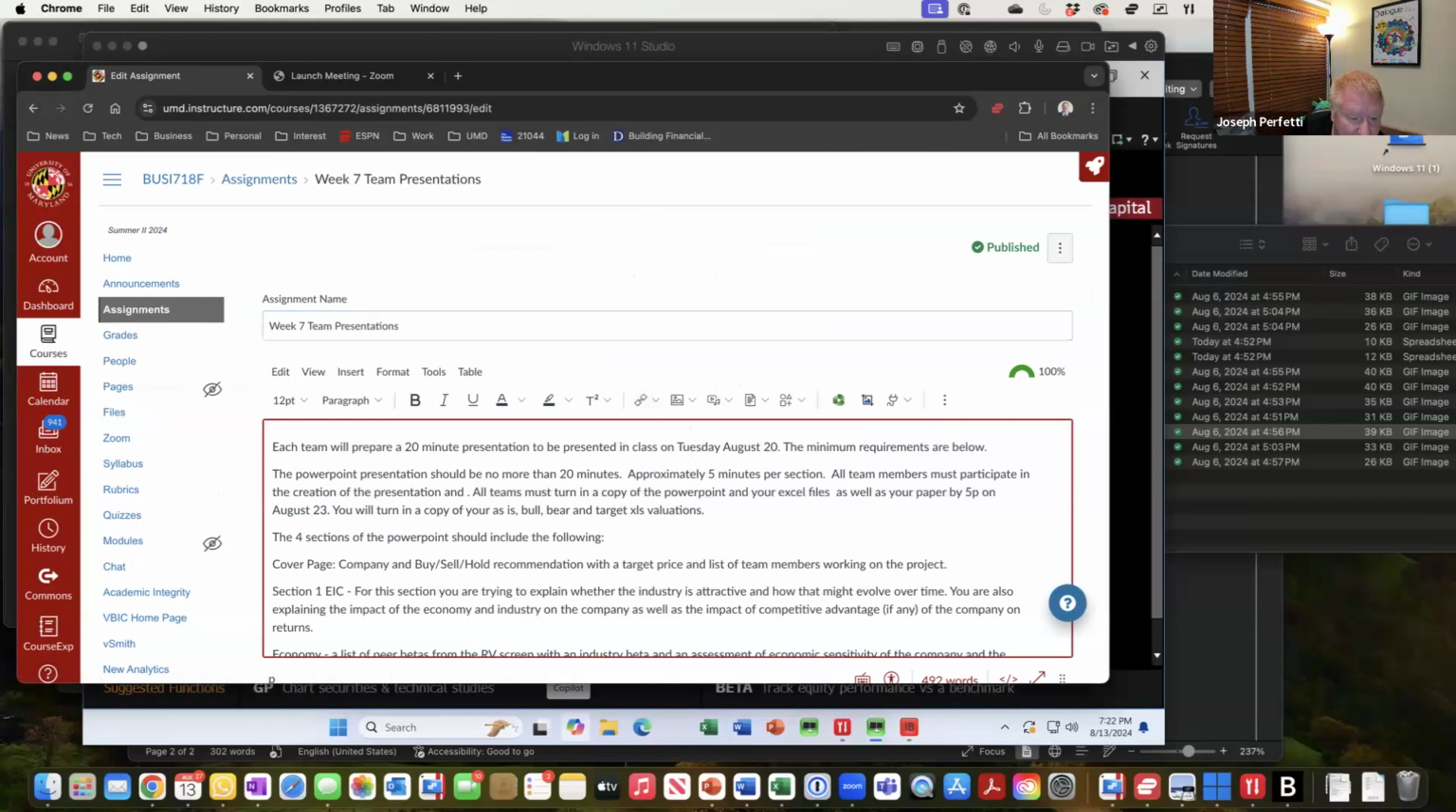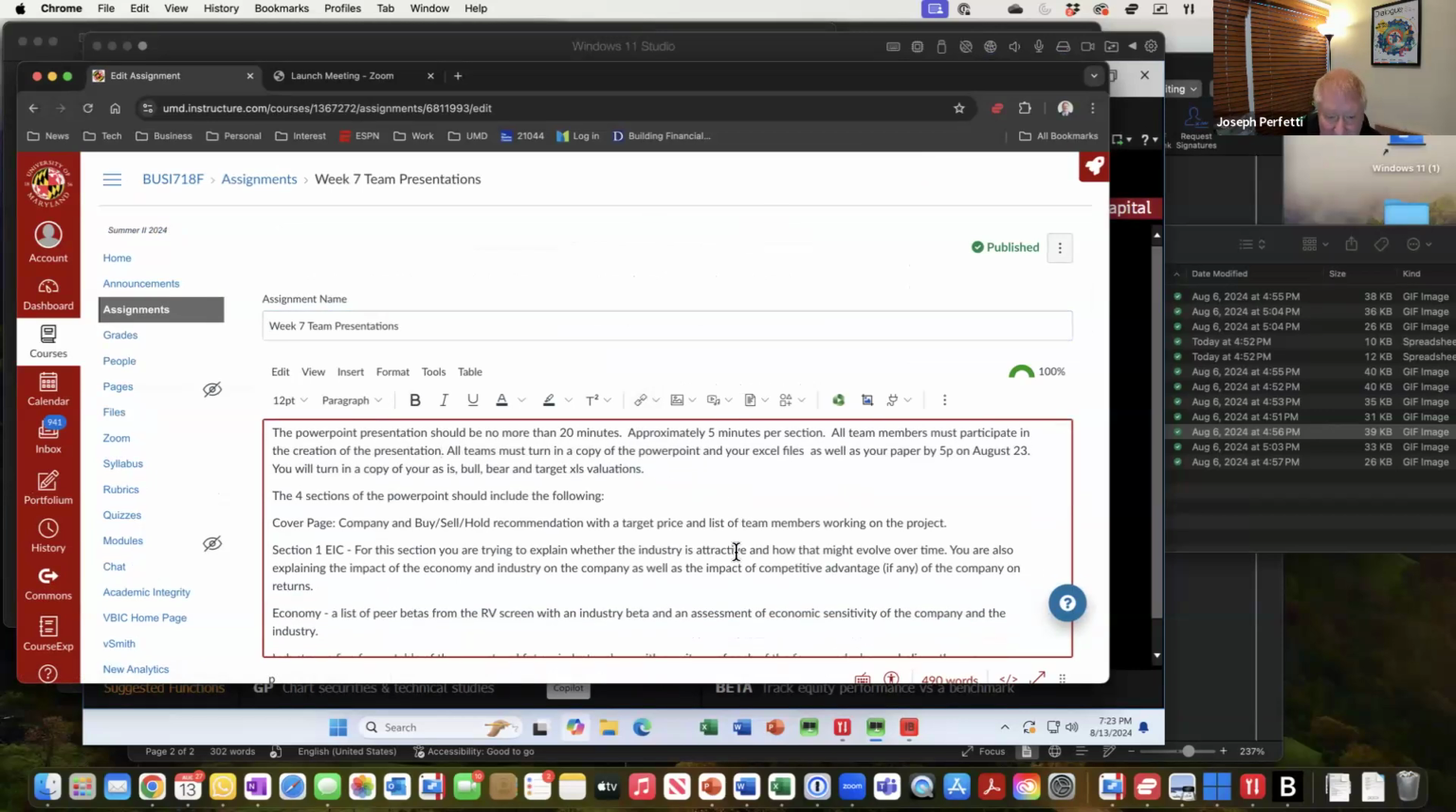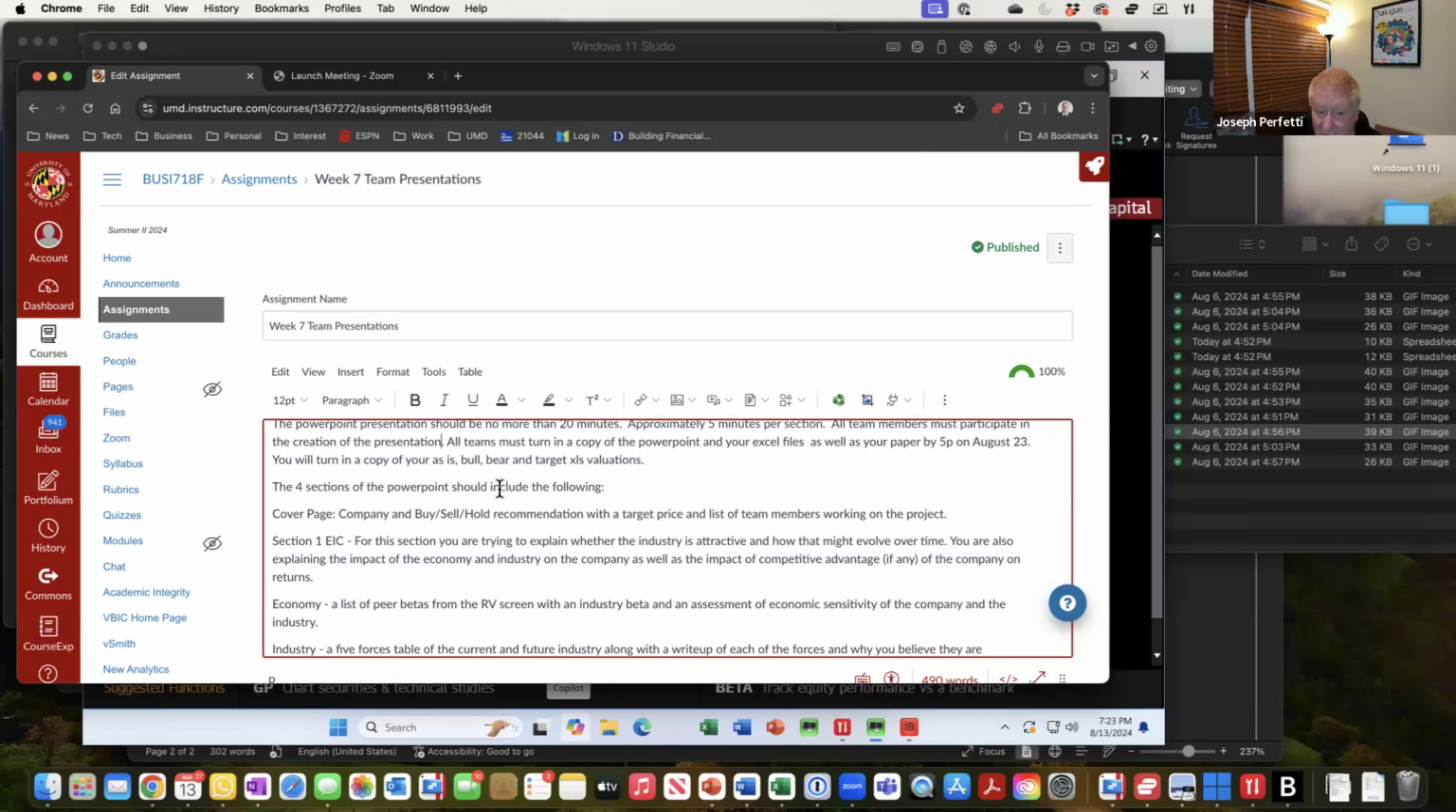So you're going to have to split up who's going to present so that everybody is presenting. Okay. So you need to turn in a copy of the PowerPoint and Excel files by 5 p.m. next Tuesday. And what's going to be in your PowerPoint? So you're not going through the Excel files. I still want to have them handy when I'm listening to you to know what the data is based upon.